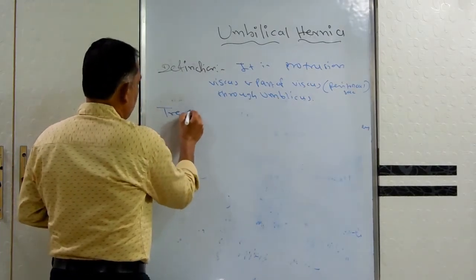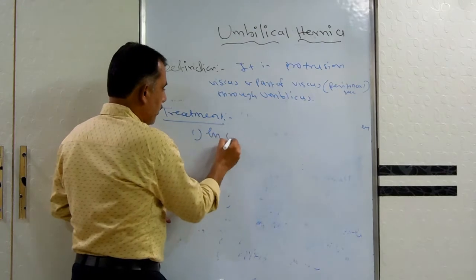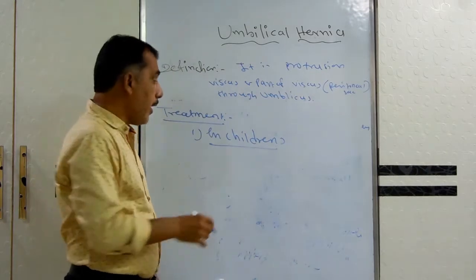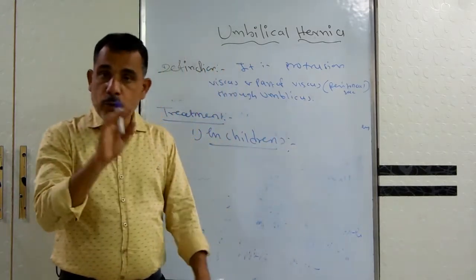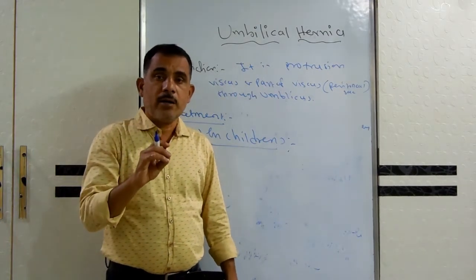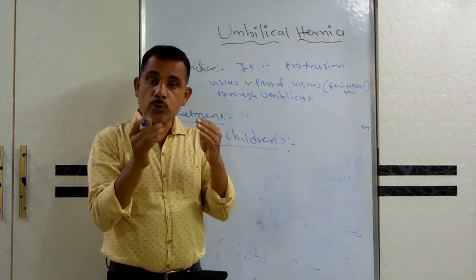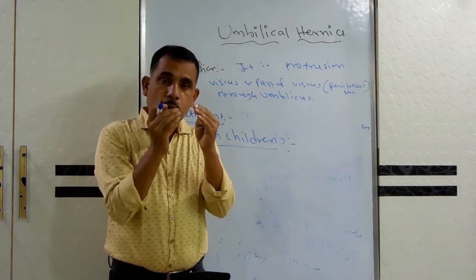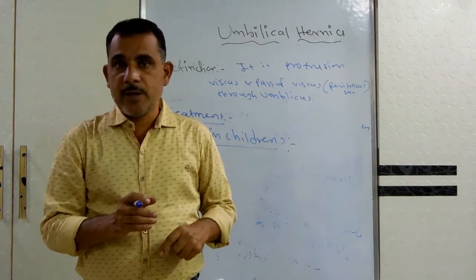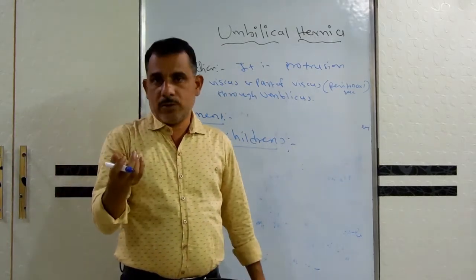Treatment of umbilical hernia. In children, usually there is no need of treatment because in most cases the hernia will reduce automatically with aging. As the scar grows, organizes, and the umbilicus narrows and the scar completely forms and fuses, then there is no herniation. In most of the cases it happens. In most cases it closes by 18 months.